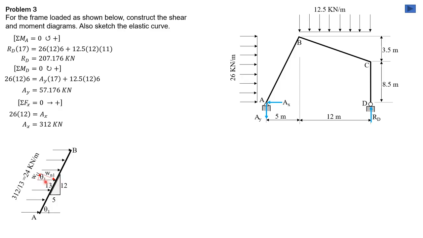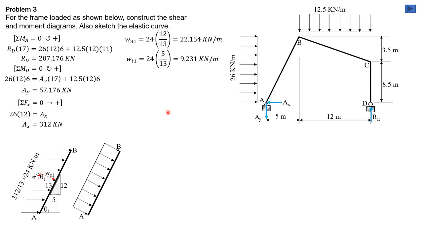Then it is opposite of theta 1, so sine of theta 1 is 12 over 13. So Wn1 is 24 times 12 over 13 equals 22.154 kilonewton per meter. Then Wt1 is 24 times cosine of theta 1, which is 5 over 13. Wt1 is 24 times 5 over 13, equal to 9.231 kilonewton per meter. Then this is now the normal load, Wn1, 22.154 kilonewton per meter.